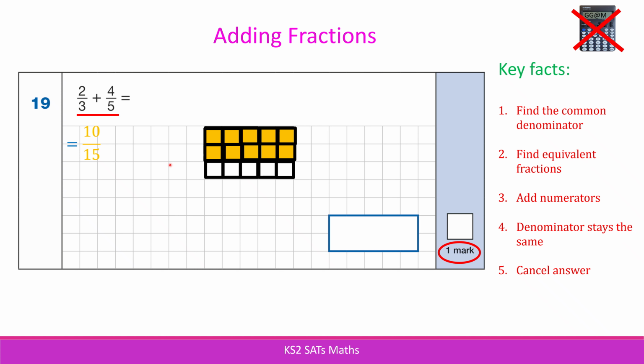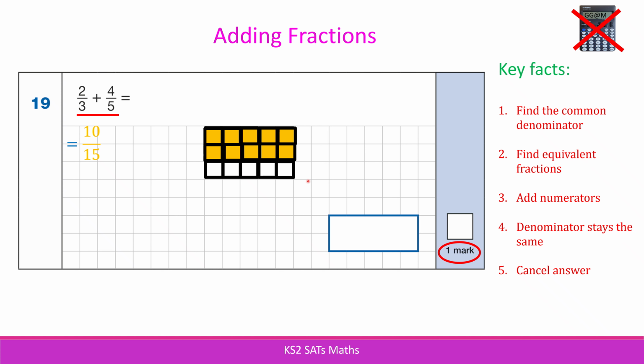Now to do this without drawing the diagram out, we've got to say 3 times what gives me 15. So 3 times 5 is 15. So 2 times 5 is 10. So whatever you do to the denominator, you need to do to the numerator, and we're timesing both of these numbers by 5. So 3 times 5 is 15, 2 times 5 is 10. So 10 over the 15 is equivalent to 2/3.